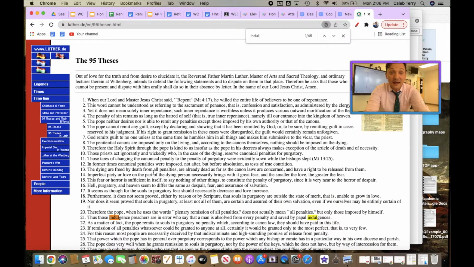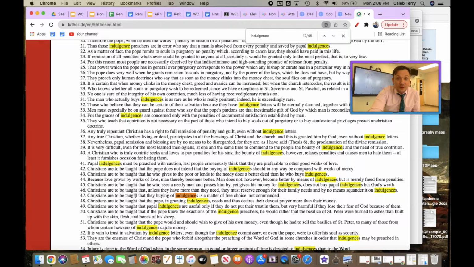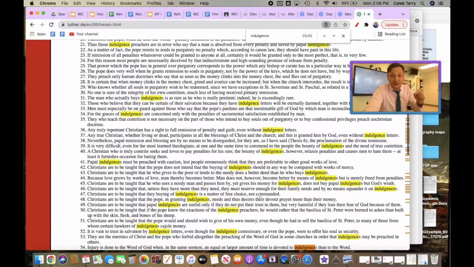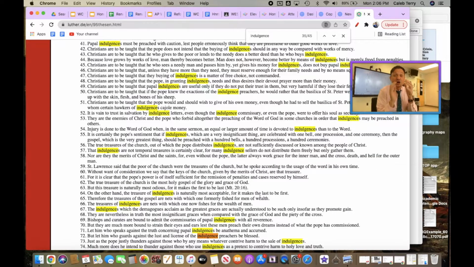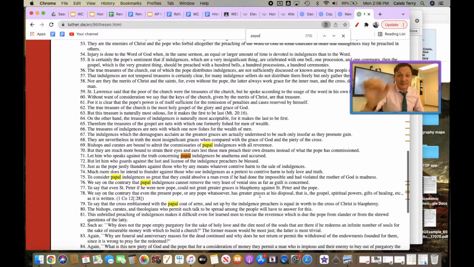Because if you look at this, the word indulgence pops up in the 95 Theses 45 different times. Like, look at that. Papal indulgences must be preached with caution. Christians are to be taught that, look at this, number 47, the buying of indulgence is a matter of free choice, not commanded, right? That it is not something that Christ is commanding you to do. He talks about indulgences 45 different times in the 95 Theses. He talks about so many other different things. He also takes jabs at papal authority, right? He talks about the papacy 10 different times.